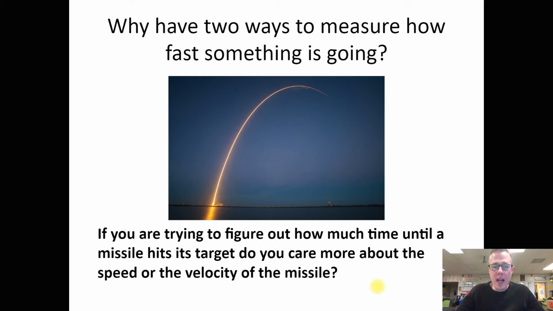So if you're communicating to your troops on the ground, like how much time they have to get out of the way or whatever, you would probably want to use the velocity equation to say, hey, this rocket is going, I don't know how fast rockets go, 200 meters per second northeast. That'll help them figure out how much time they have to get out of the way.